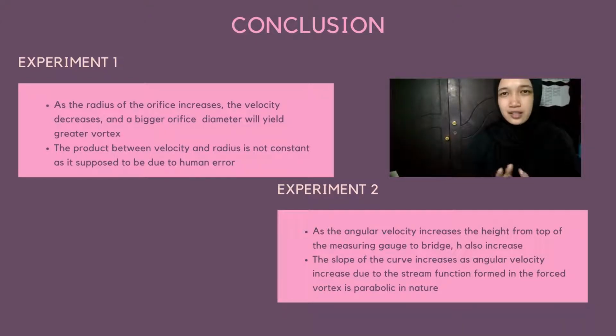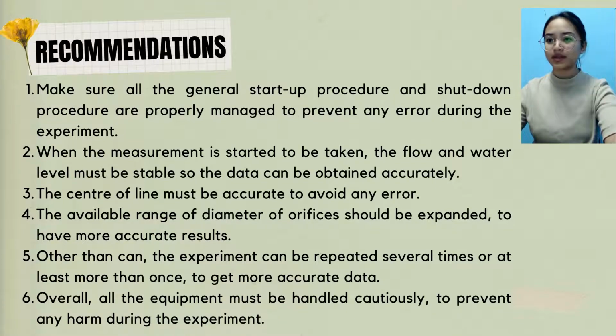So to sum it all up, the objectives have been achieved in these experiments. There are 6 recommendations for this experiment. Firstly, make sure the general start-up procedure and shutdown procedure are properly managed to prevent any error during the experiment. Secondly, when the measurement starts to be taken, the flow and water level must be stable so the data can be obtained accurately.